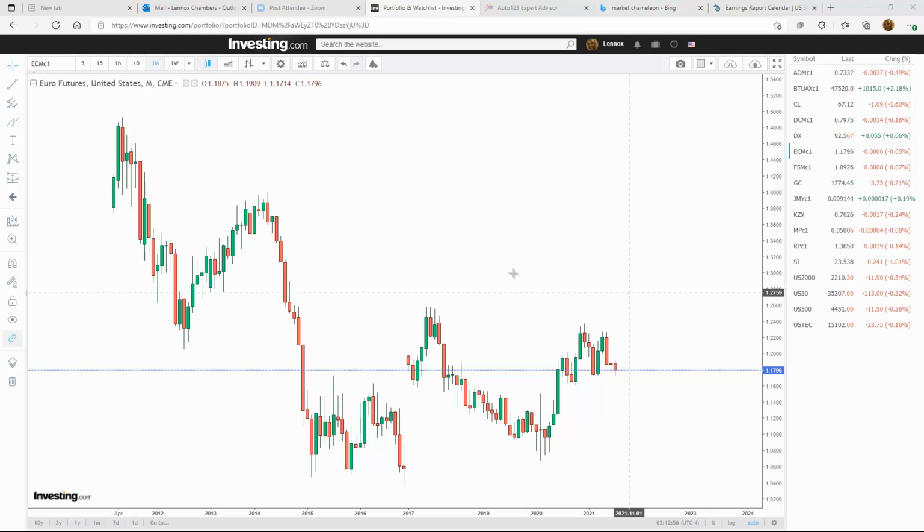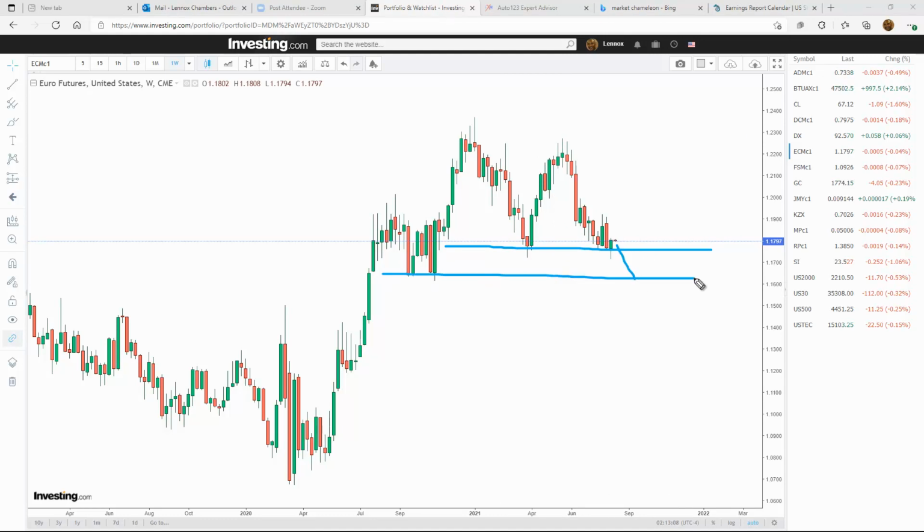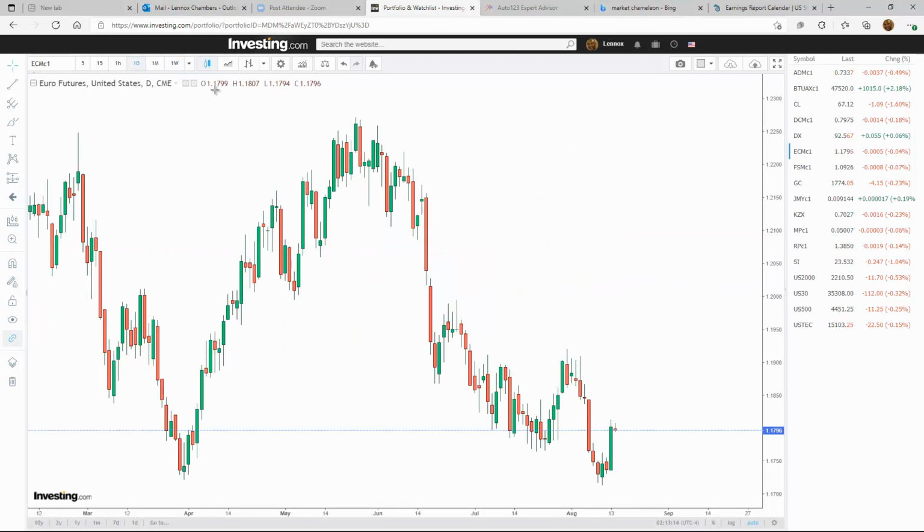Okay, so monthly, very weak looking right there. On the weekly, weak as well, but we're at a critical point. So are we going to break through this level? If so, we've got free reign all the way down, back down to that level. So let's go to the daily and take a look, see what it looks like.